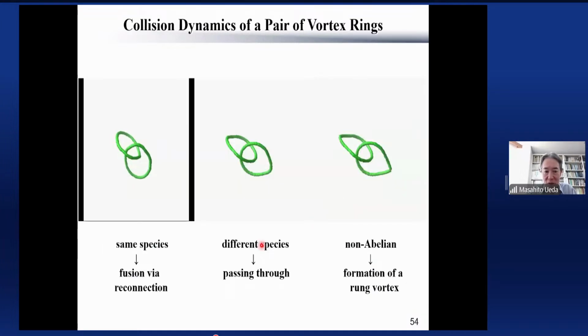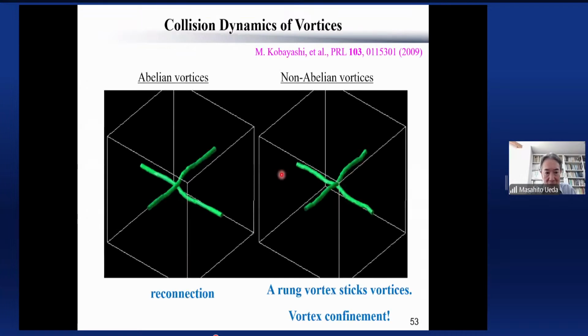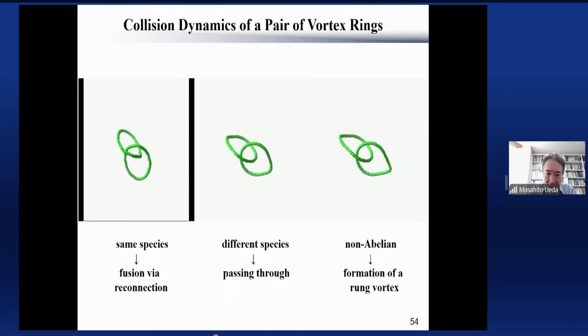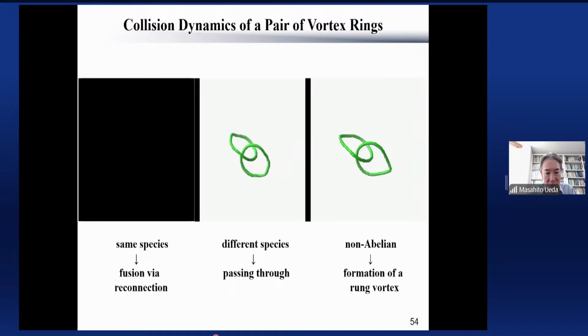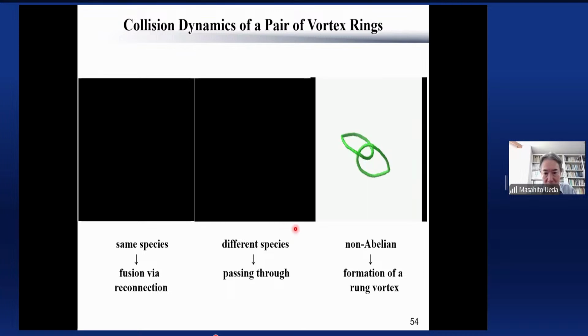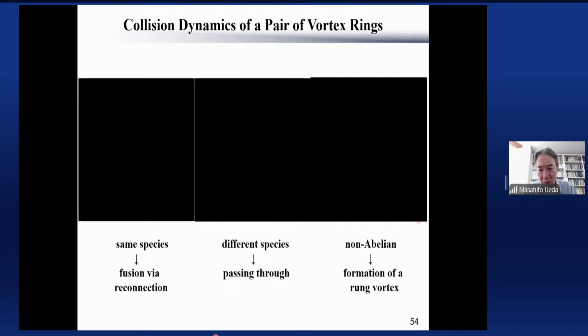And this panel shows the collision dynamics. For the same species, when they collide, they fuse via reconnection. For collision of different species, they actually pass through each other. But for non-abelian vortices, when they collide, they form a long vortex, which sticks the two vortices together. So the collision dynamics look very, very different, depending on the type of vortices.